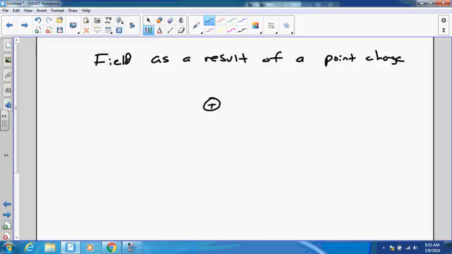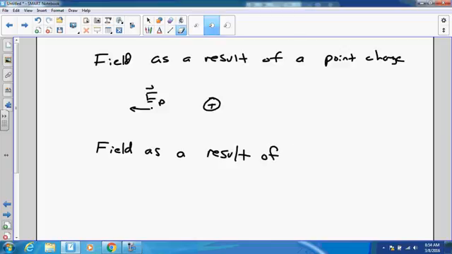So our first goal is I put a charge here, and I want to know what's the value of the field at point P. And I want to know the magnitude and direction of that field, thinking of it as a vector quantity. We can already tell what the direction is going to be. It's going to be straight out. Okay. Now, the second thing that we want to consider, once we've done that, is the field as a result of a long, thin sheet of charge.